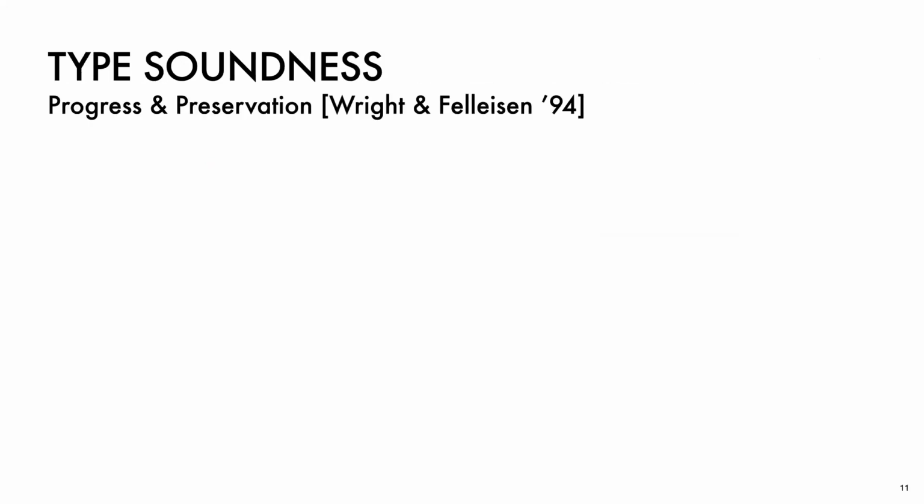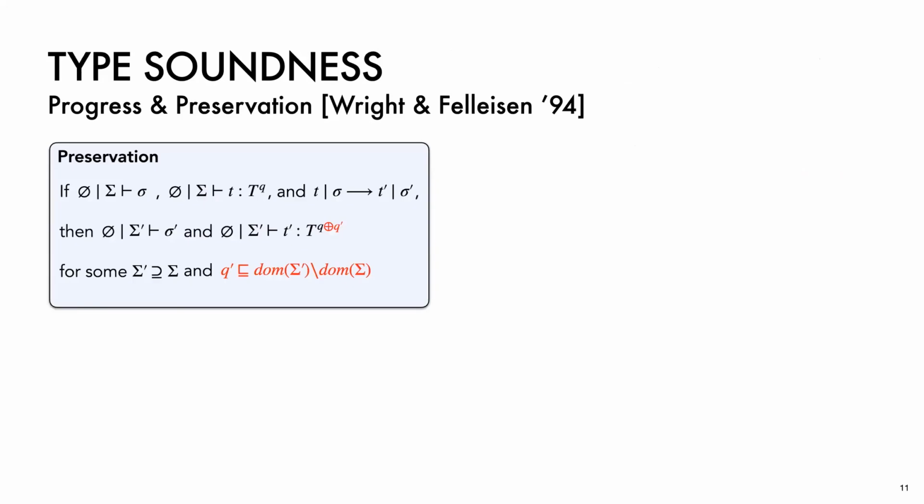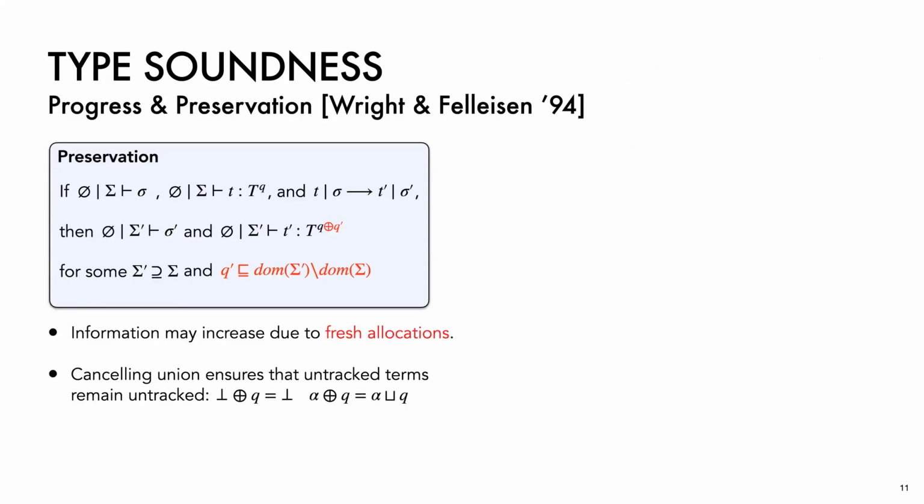Now, the system I showed you also exhibits type soundness, which has fairly standard arguments. There are some changes of note to the preservation formulation. Here we have to take care of the qualifier. The qualifier is not exactly preserved. The qualifier may increase by allowing fresh allocations only, but that's harmless.